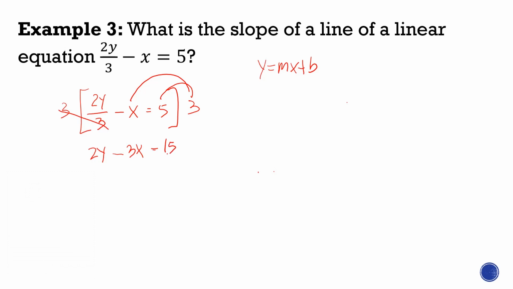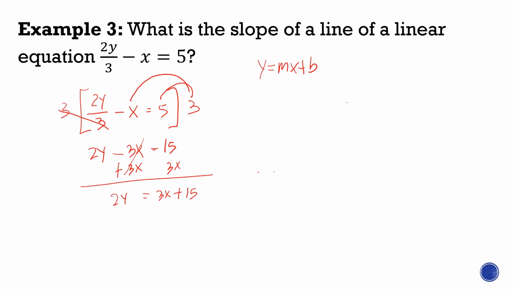So now we have 2y minus 3x equals 15. It's still not in the form of y equals mx plus b. So let's add 3x on both sides. Okay, we cross that out. So this will be 2y equals 3x plus 15. Of course, we cannot add those two.